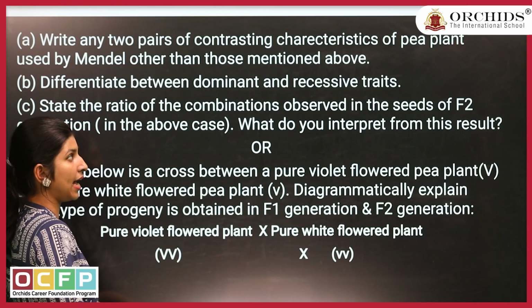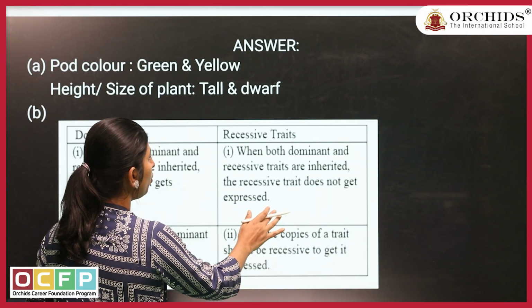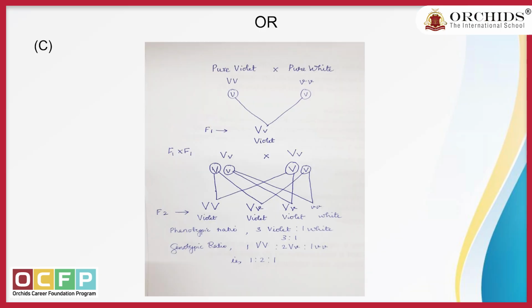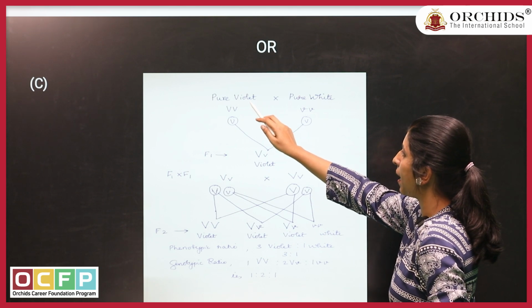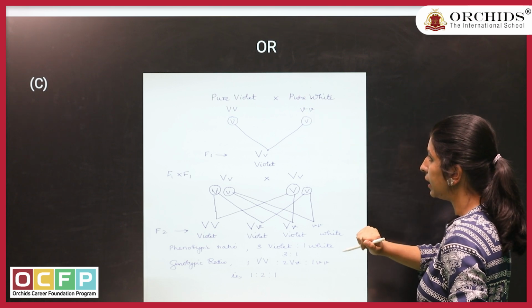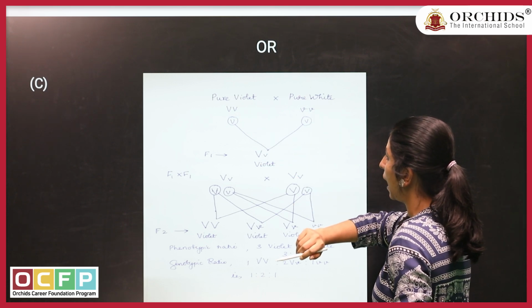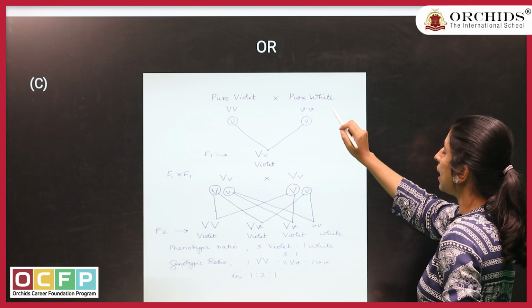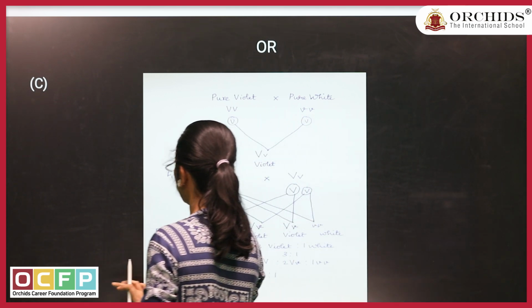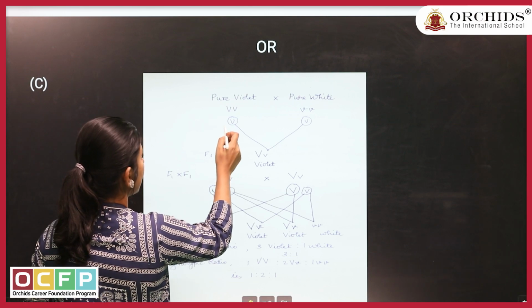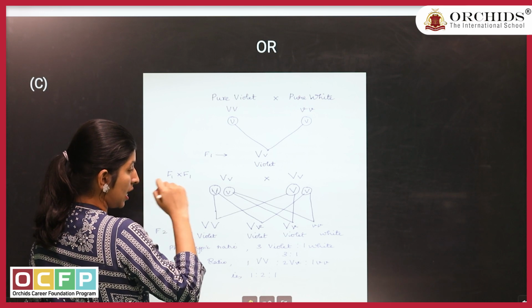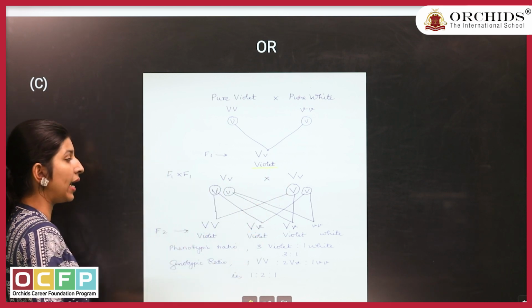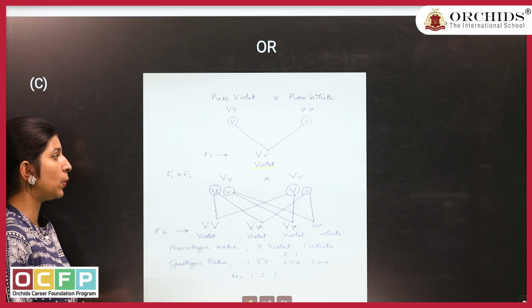Let's see how to find the answer, or how to write the answer to this particular question. So here is how we are going to diagrammatically solve it. We have a pure violet parent plant crossing with a pure white plant. The genotype is already written, capital double V, and the pure white's genotype is small double v. The gametes are capital V and small v. In the F1 generation we got the violet plant; the phenotype will be violet, and the genotype will be capital V and small v.